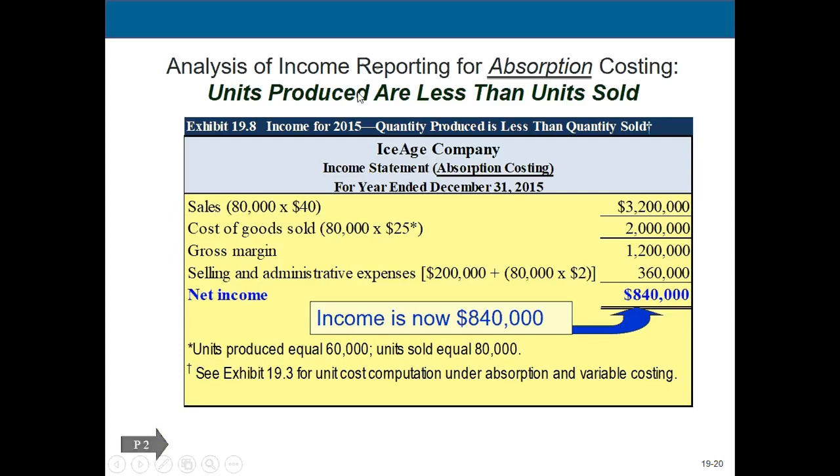All right, so when units produced are less than units sold, then obviously we're going to get a very different picture. So net income, here it is. This is 2015. We've gone past 2014. We're now at 2015. We're selling 80,000 when we only produce 60,000. Sales are 3.2 million. Cost of goods sold are 2 million. It's showing us a net income of 840,000.